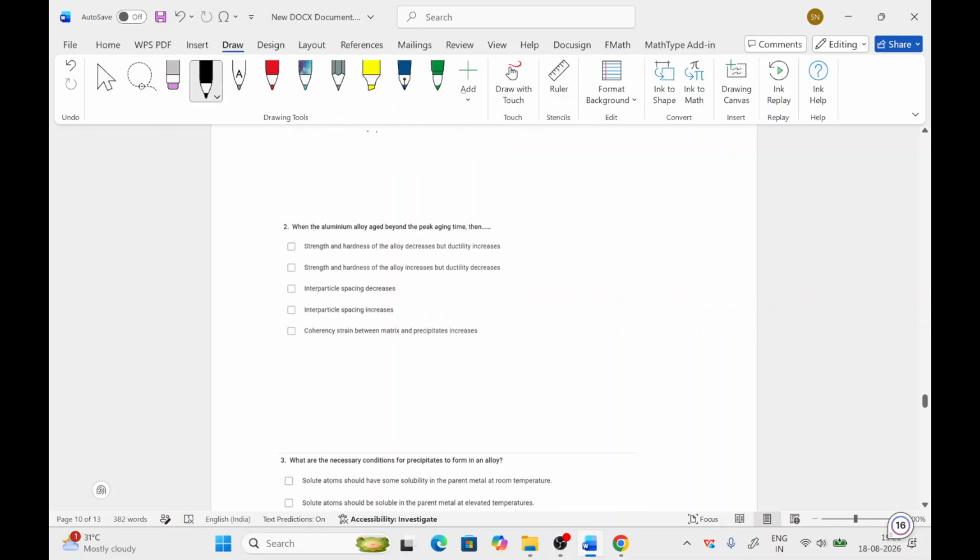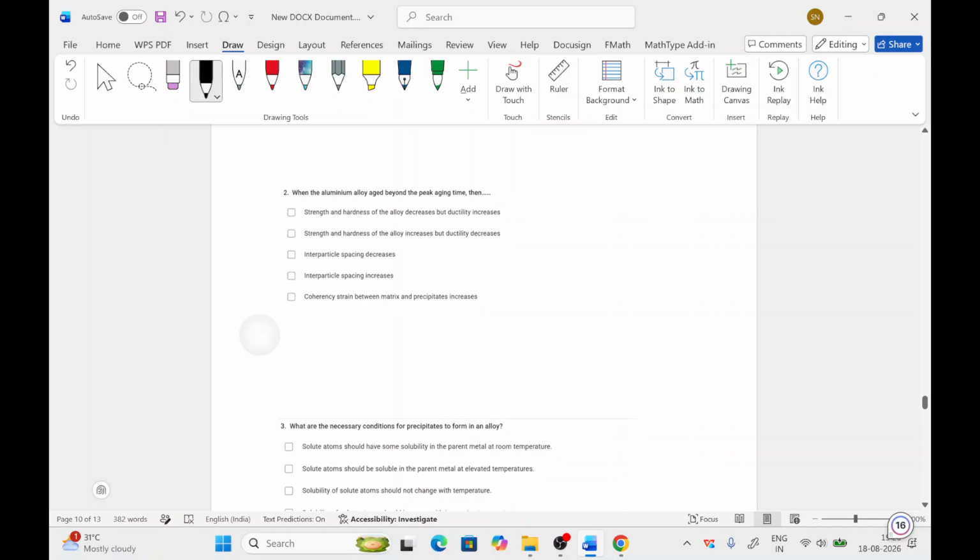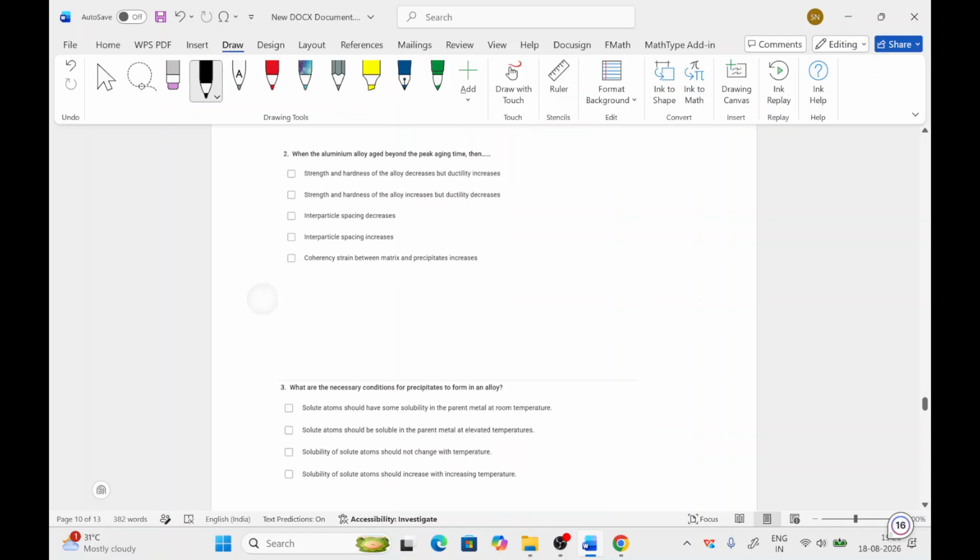When the aluminium alloy is aged beyond the peak aging time, then strength and hardness of the alloy decrease but ductility increases, interparticle spacing increases, and coherency strain between matrix and precipitate also increases.